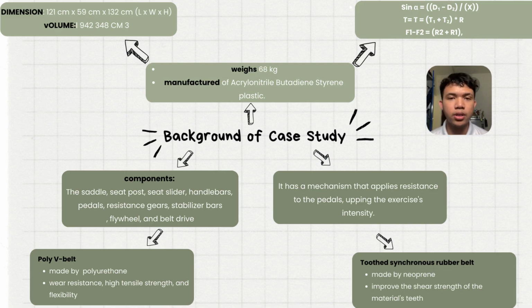To calculate the friction and wear in this bike, there are some formulas that we will use. Firstly, the angle of contact, which is alpha equal to R1 minus R2 over S. Secondly, torsion, the formula is T1 plus T2 multiplied by R. And last but not least, the maneuver force, F1 minus F2 equal to R1 plus R2.